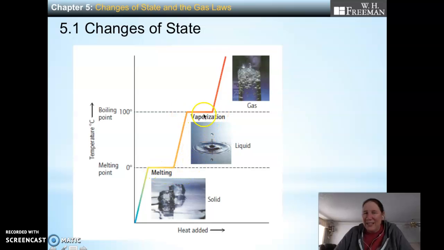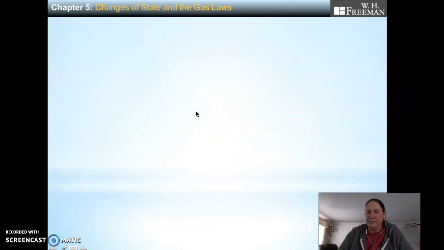And actually, this is a little off, because melting is usually a much shorter phase change than vaporization. It takes a lot more energy to change it from a liquid to a gas than it does to melt, to change it from a solid to a liquid. But again, anytime you see a heating curve, if you see flat spots, that's a phase change.